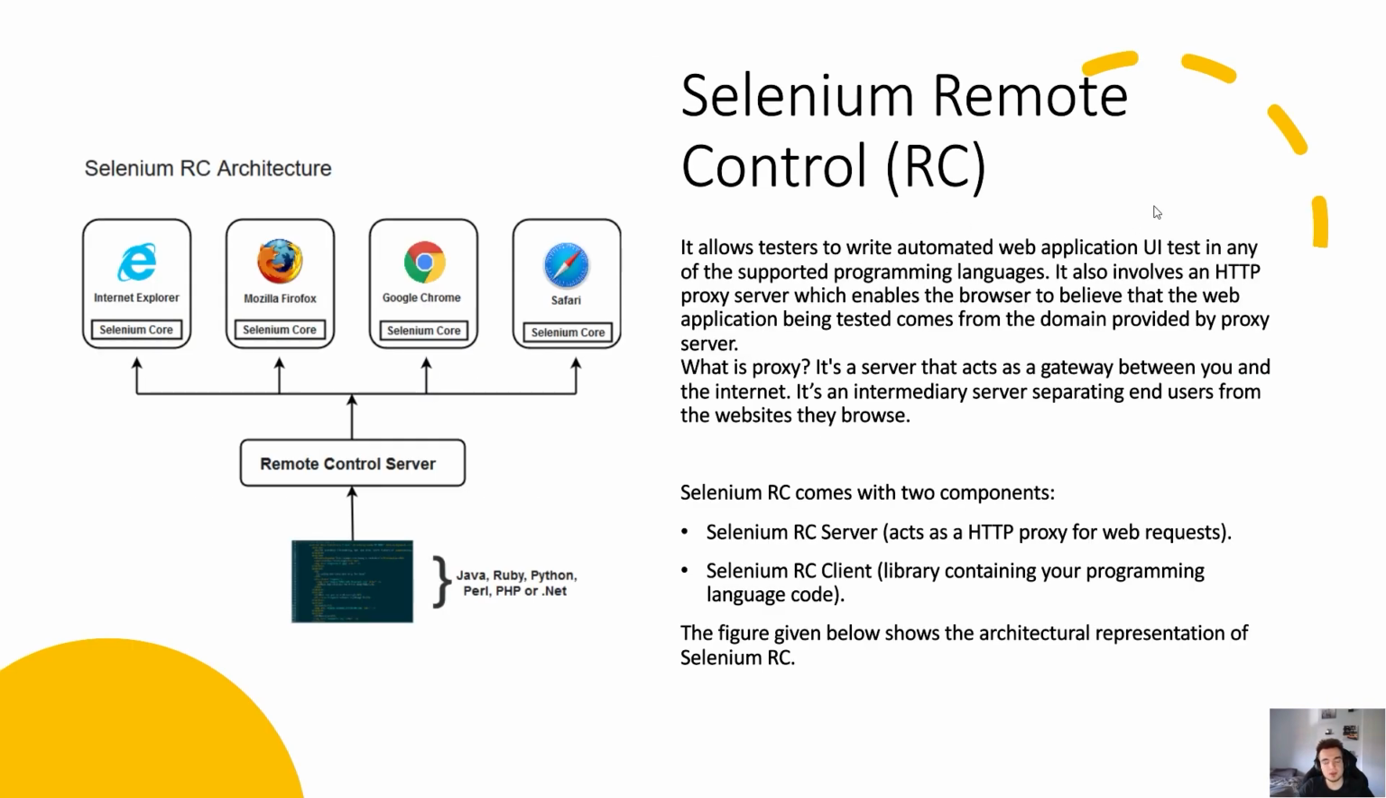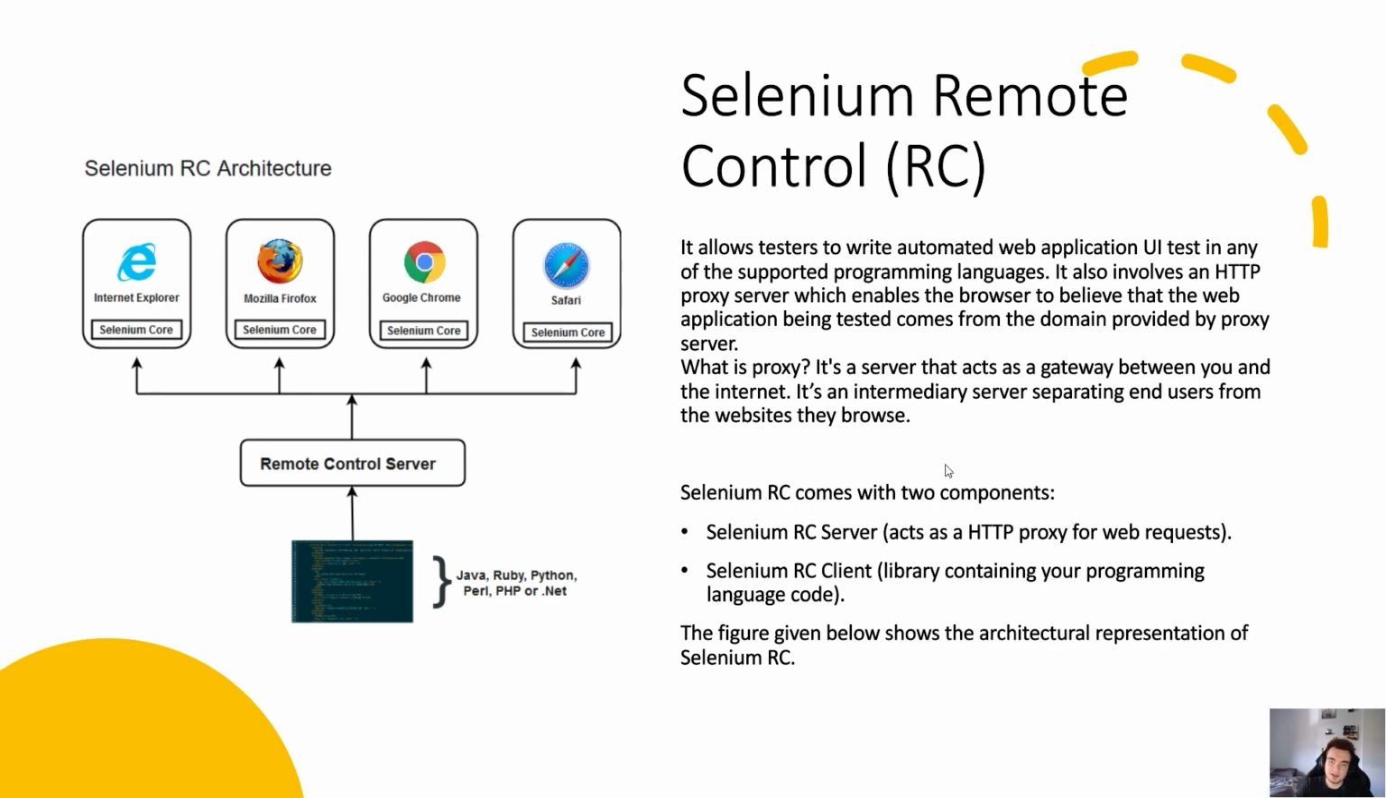Next thing, which I have said is deprecated, but I want to talk about this anyway because it was there, so it might be important. So Selenium RC allows testers to write automated web application UI tests in any of the supported programming languages. It also involves an HTTP proxy server, which enables the browser to believe that the web application being tested comes from the domain provided by the proxy server.